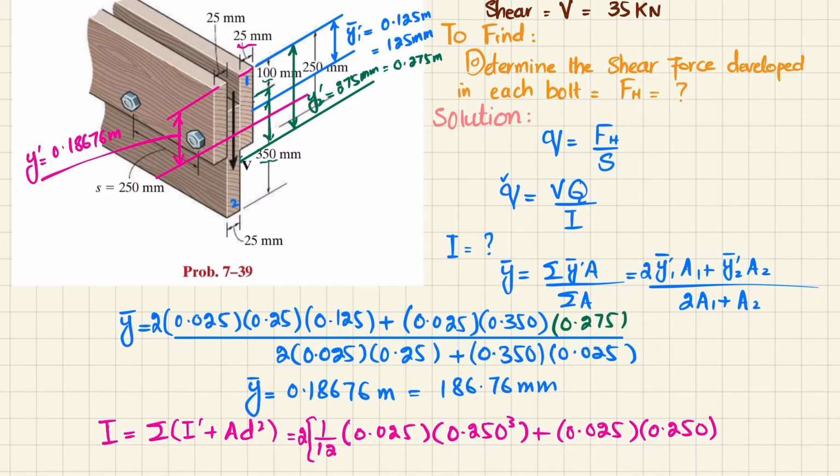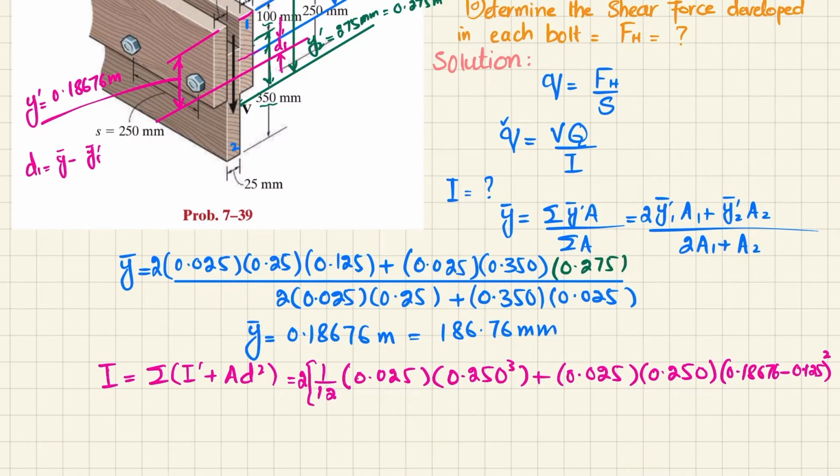So d square is the distance from the neutral axis till the mid of the first section. So you can see this is the mid of the first section and this is the neutral axis. So this is your d1. So d1 will be equal to y dash minus y1 dash bar. So y dash is 0.1867 minus y1 dash is 0.125 whole square. Clear? Plus, I will close the bracket over here, plus 1 over 12.